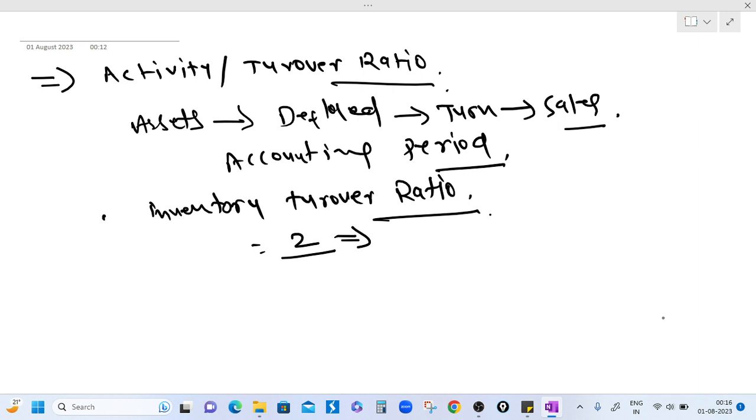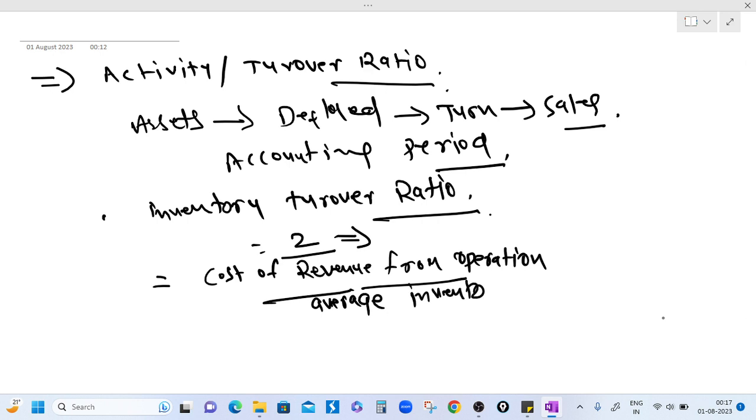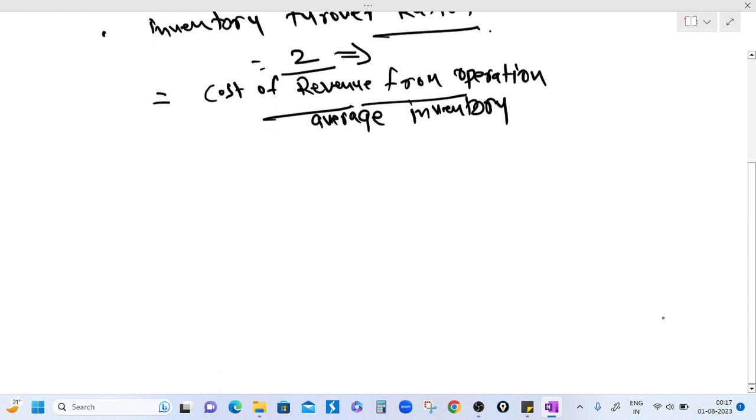So the formula to calculate the inventory turnover ratio is basically cost of revenue from operation divided by average inventory. Okay, so this is the formula to calculate the inventory turnover ratio.